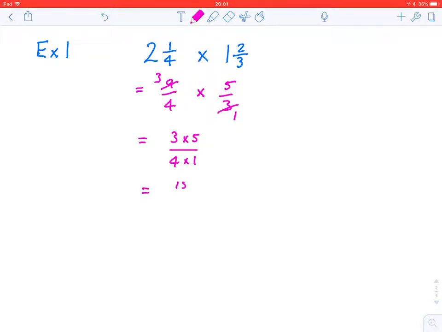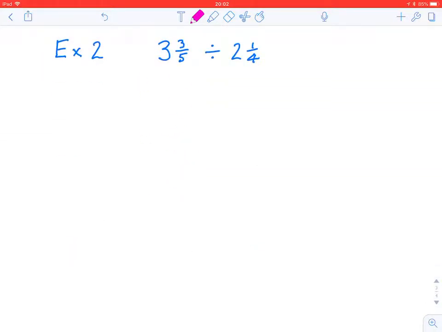3 5s are 15 and 4 times 1 is 4. And all I do now is change this back into a mixed number. 4 goes into 15 3 times, so I've got 3 whole numbers, but 3 4s are 12, so there's still another 3/4 left over to give a final answer of 3 3/4.